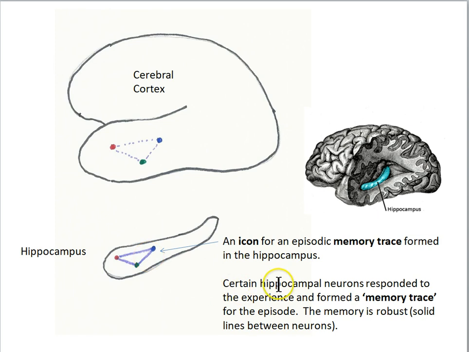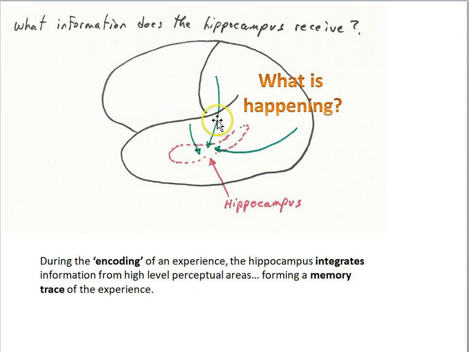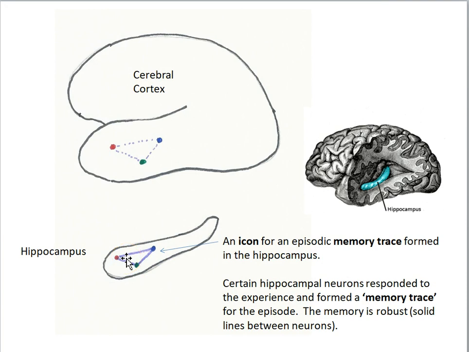Now, notice it's certain hippocampal neurons. There are other hippocampal neurons that did not respond to that particular event. So what we're saying here is that the hippocampus is a critical place where, when we undergo some kind of learning event, changes are happening in the hippocampus to make a memory trace of that event. And the fact that the hippocampus is getting information from all of the different perceptual systems makes good sense. We can see how the hippocampus is integrating that information to make a memory for the event.